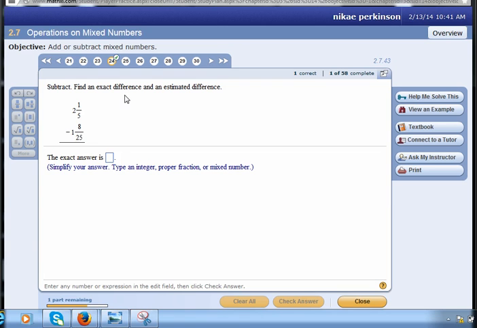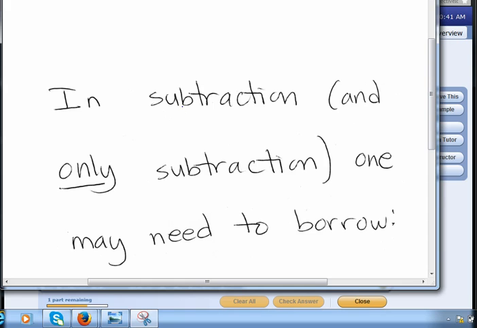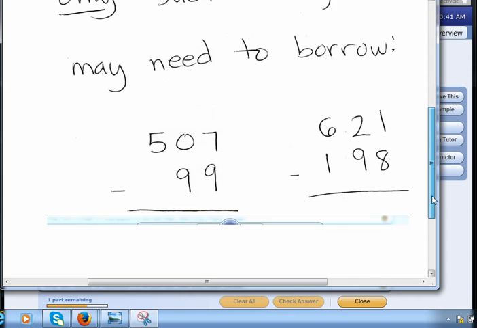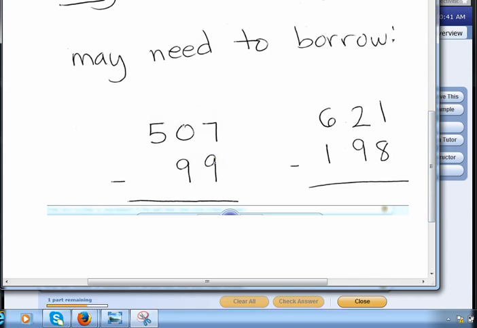In this problem, we're asked to find an exact difference and an estimated difference, and it wants the exact answer first. Now, one of the things I want to go over before we go any further is the situation that happens with subtraction that does not happen with any other operation. In subtraction, we may need to borrow, and this is true when we are subtracting mixed numbers as when we subtract whole numbers. So here's an example of having to borrow.